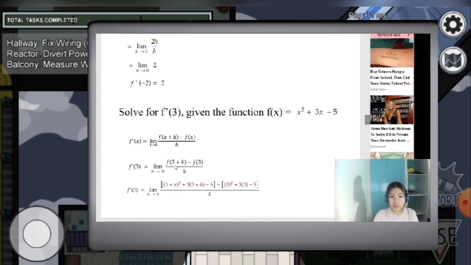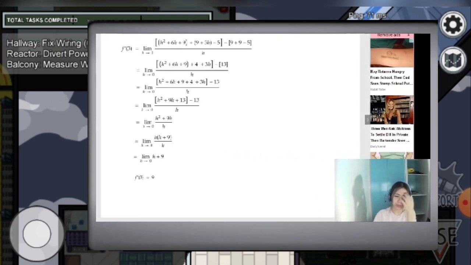Then we're going to substitute this 3 plus h and 3 to this function, this x squared positive 3x minus 5. So we're going to get 3 plus h squared, positive 3 of 3 plus h minus 5, then substitute this 3 to this x squared positive 3x minus 5: 3 squared positive 3 multiplied by 3 minus 5. Okay. After that, we're going to perform the necessary operations to simplify it.